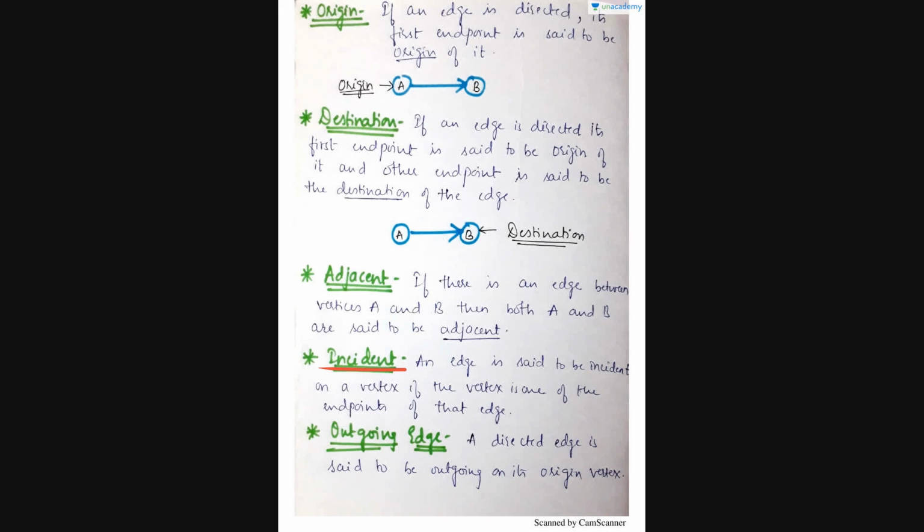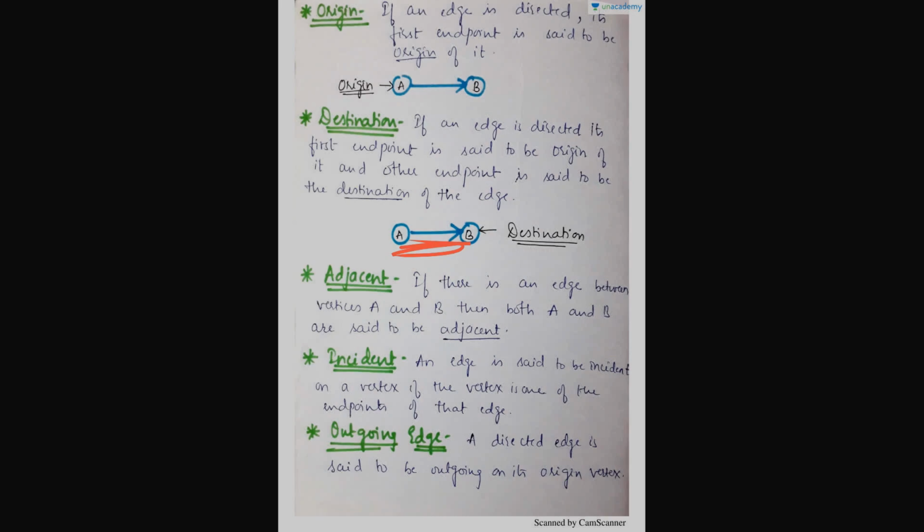Outgoing edge. A directed edge is said to be outgoing on its origin vertex. Now suppose it is moving in this direction like this, then that is nothing but outgoing. Suppose this is the outgoing, like this arrow is pointed, so that is nothing but an outgoing edge.